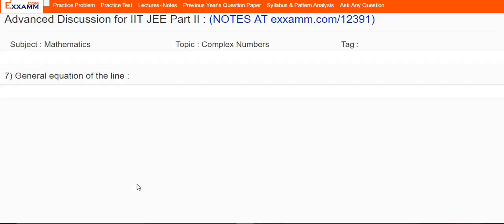Now what is the general equation of a line in the complex plane? The general equation of a line in the complex plane is given by this formula: a bar z plus a z bar plus b is equal to 0. Now z, we know, represents x plus iy, and the equation of the line is the locus of z. So here we have to remember that a is a complex number but b is a real number.